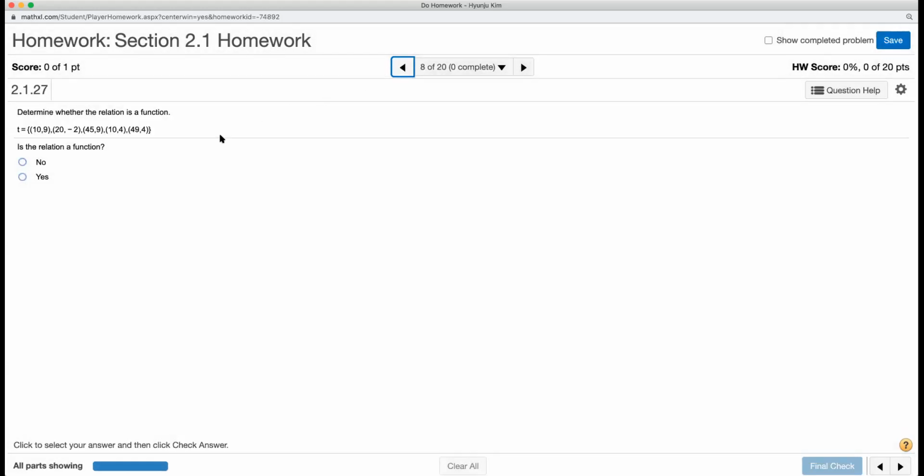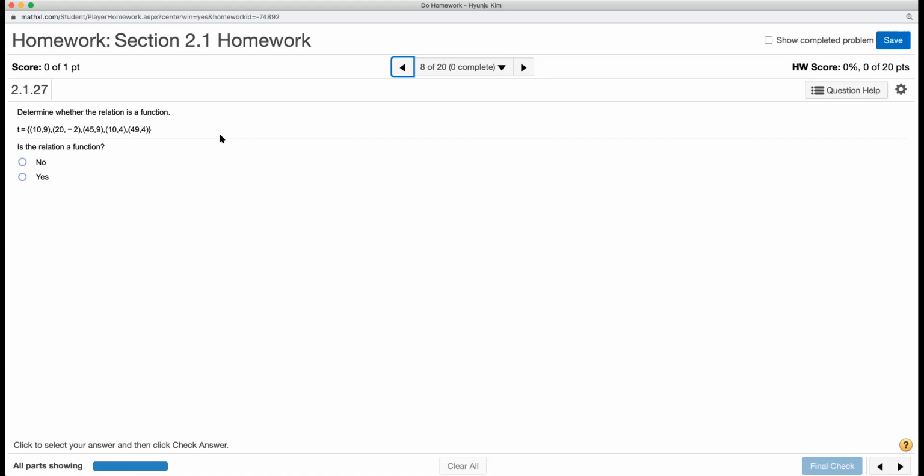All right, so determine whether the relation is a function. Here, letter T is a function name of the set. But we still don't know if T, a set of ordered pairs, is a function or just a relation. What you're going to do is try to find two ordered pairs that have the same first but different second. If they are, then what? The set is not a function. So we directly apply the definition of a function.